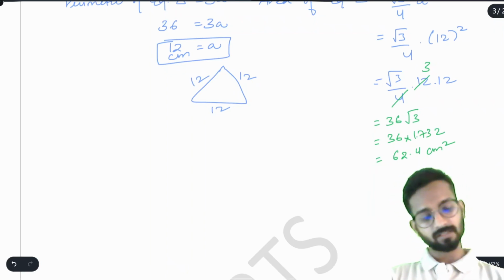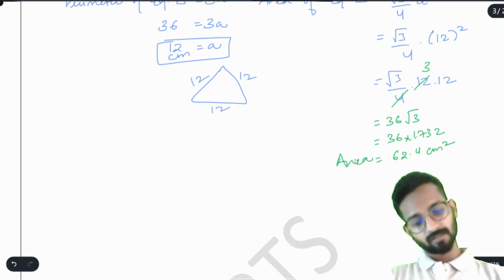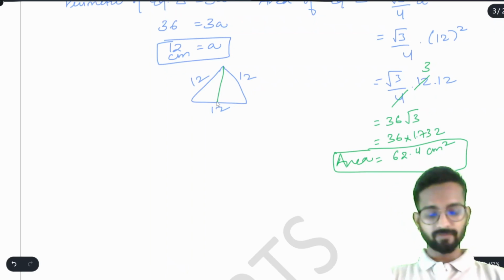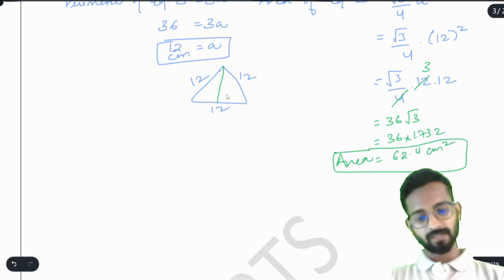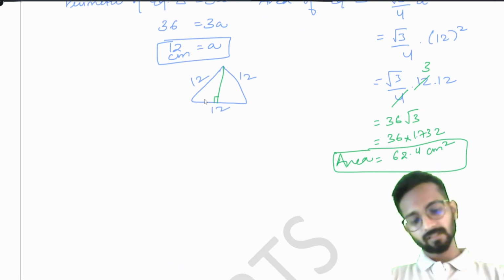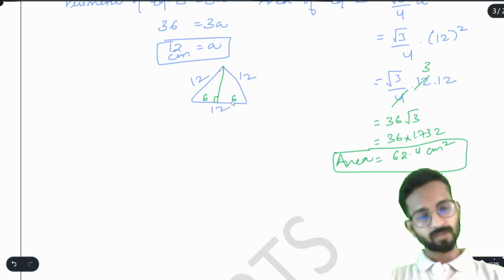Now they are saying that we have to find the height. How will we find the height? Suppose this is the height. Now if this is the height, understand, this entire base was 12, but when there is this height, it will cut the base into two parts, and this will become 6 and this will also become 6.